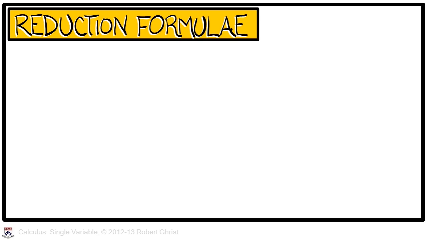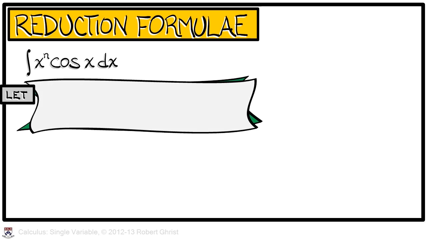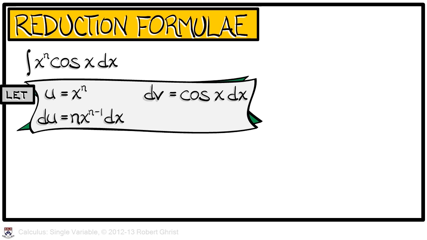Let's look at an in-depth example. Consider the integral of x to the n cosine of x dx, where n is a positive integer. In this case, we're going to choose our u to be something that will simplify under differentiation. Let's let it be x to the n, so that dv is cosine of x dx. In this case, du becomes n times x to the n minus 1 dx, and v is, of course, sine of x.